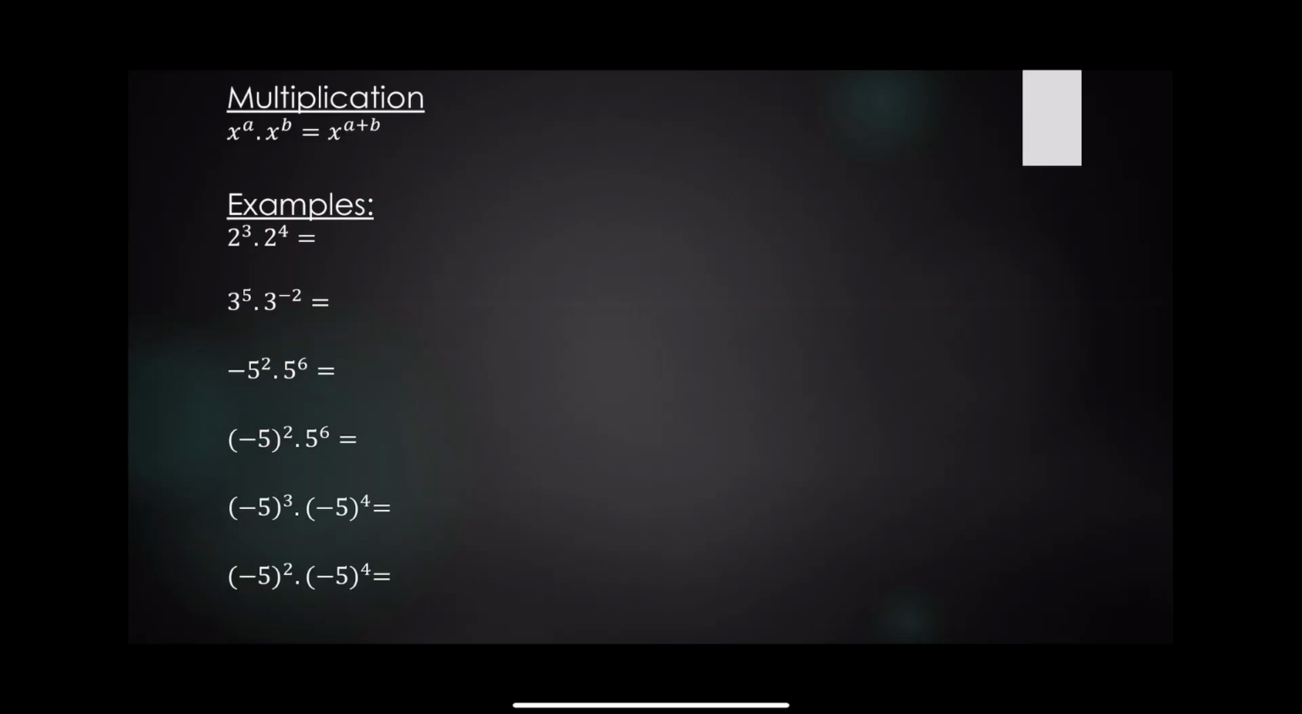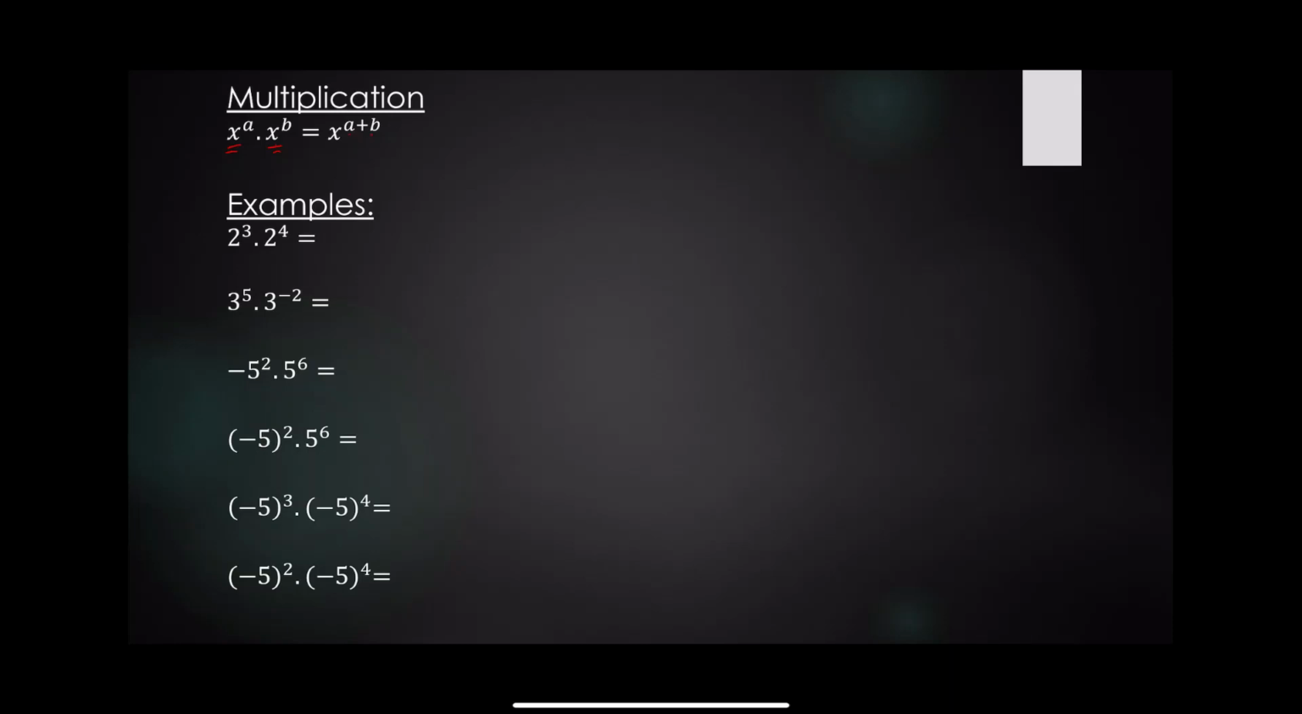The multiplication rule. If we have two numbers raised to exponents and we want to multiply them, the most important thing in the case of the multiplication of exponents is to have similar bases. If we have similar bases, then we just add the exponents, a plus b.